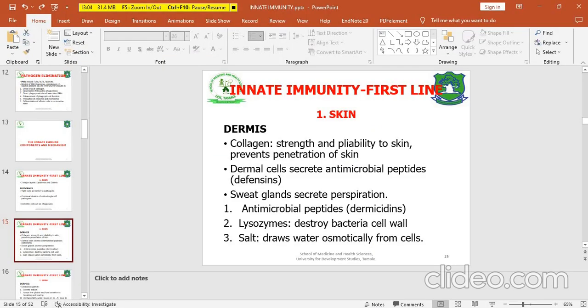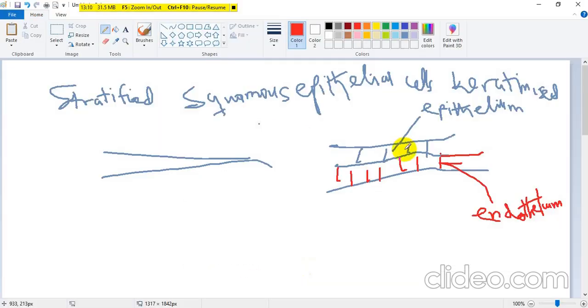So the dermis comprises collagen. This one is epidermis, I was going to write, this is epidermis, and this one is not an epithelium.